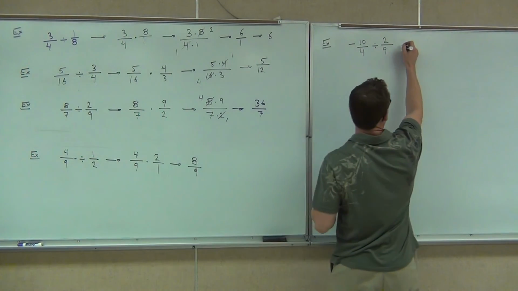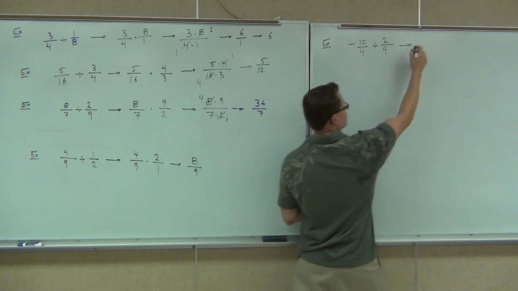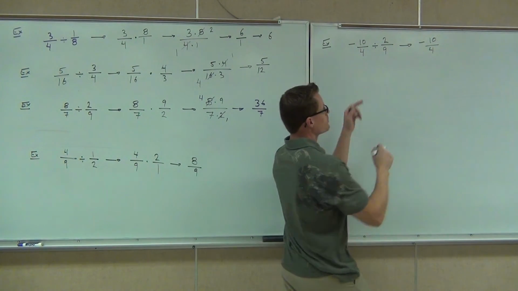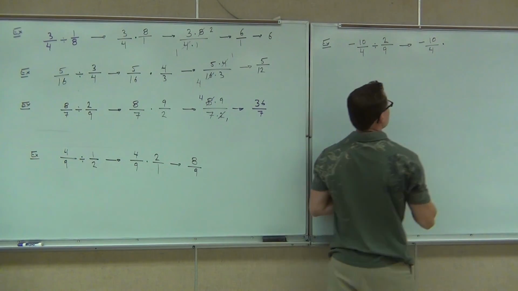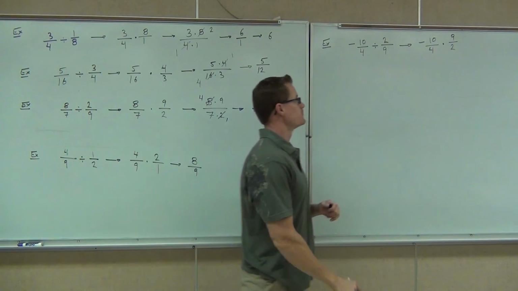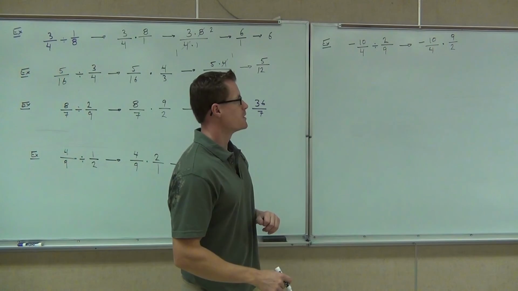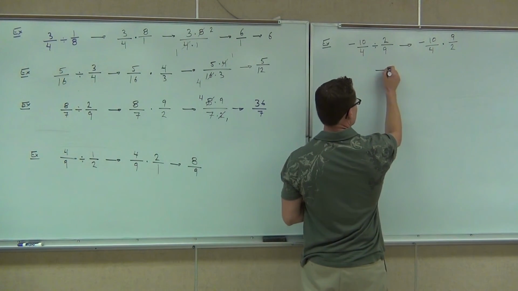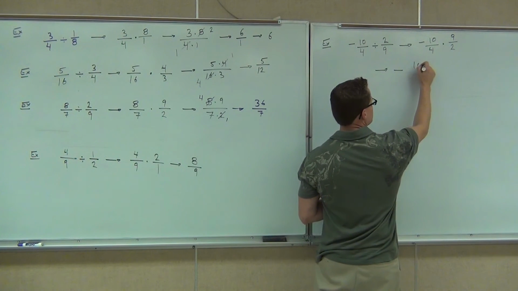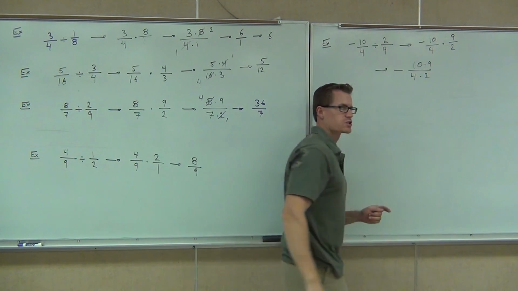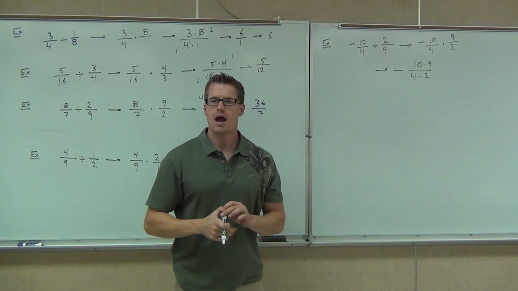So in the first part of this, we'll leave our first fraction alone. We'll multiply by the reciprocal of our second fraction. We know that a negative times a positive is a negative. That means we're going to have a negative 10 times 9 over 4 times 2. Are you still with me? Yeah. Okay. And then we're going to simplify.